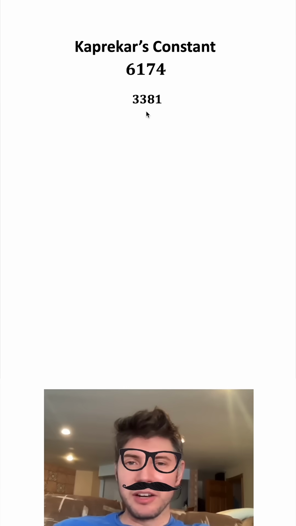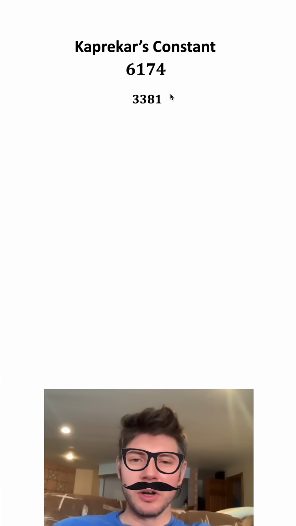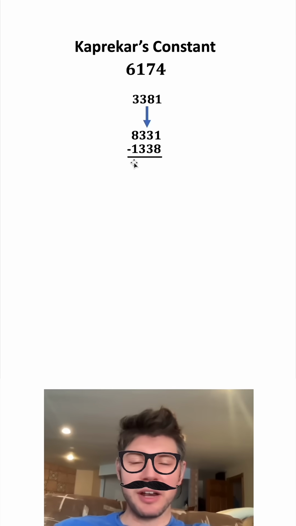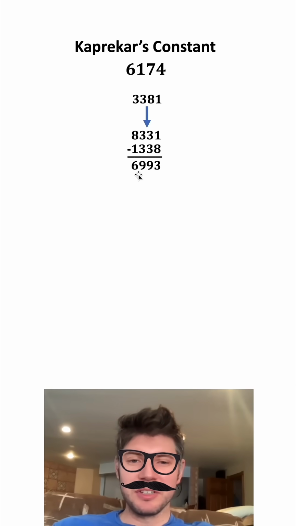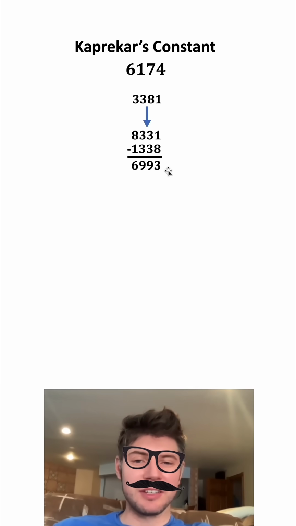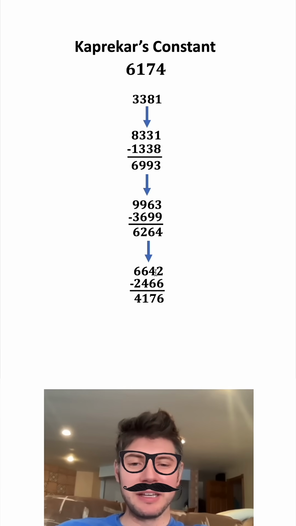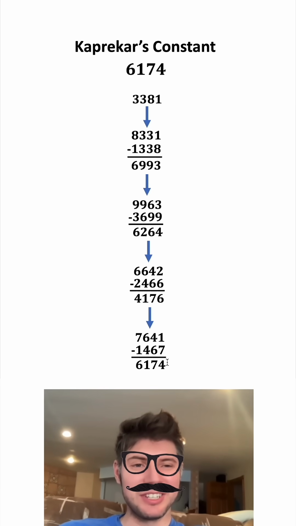So let's start with some random four-digit number like 3381. And let's do the same process. Let's write it in descending order and then subtract from it the ascending order. Now we end up with 6993. And let's do the same thing with the 6993. Let's do descending, ascending, and subtract it. Let's set it up again, and we do it again. We finally end up with 6174.